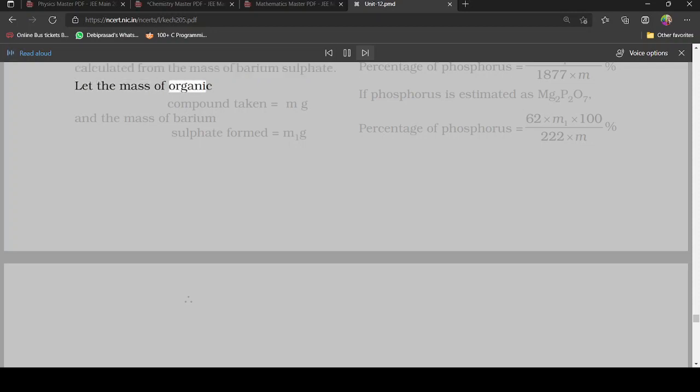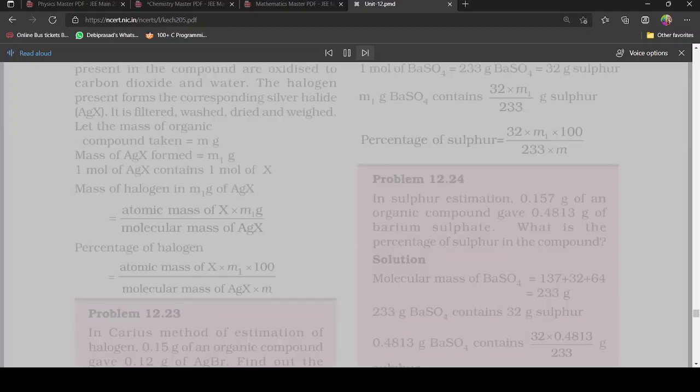Let the mass of organic compound taken be m g and the mass of barium sulfate formed be m1 g. 1 mole of BaSO4 is equal to 233 g BaSO4 is equal to 32 g sulfur. m1 g BaSO4 contains 32 × m1 / 233 g sulfur. Percentage of sulfur is equal to 32 × m1 × 100 / (233 × m).